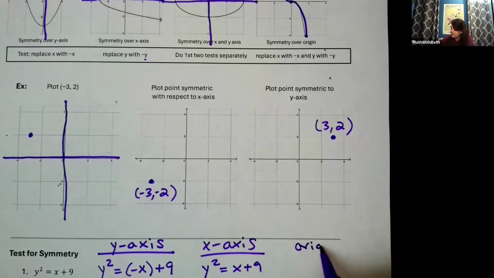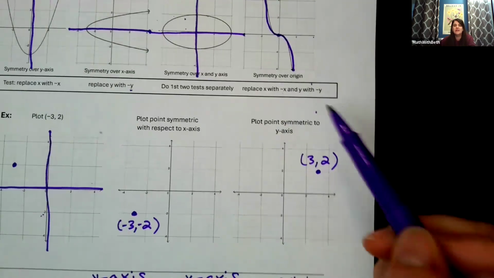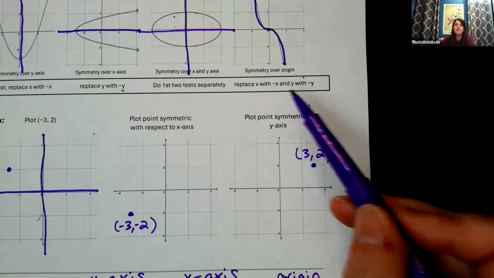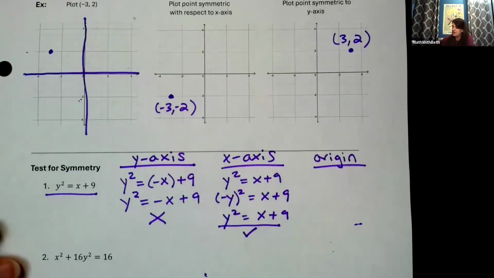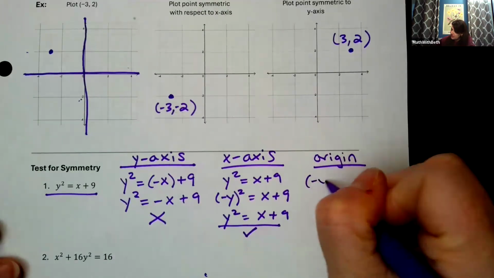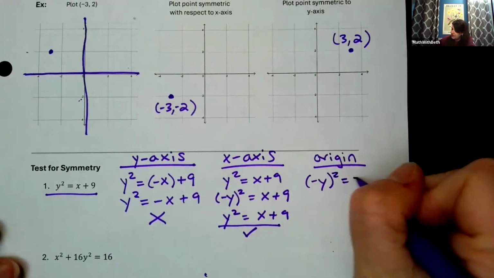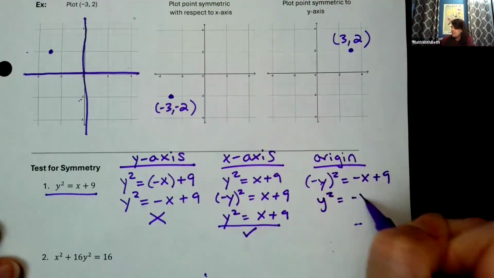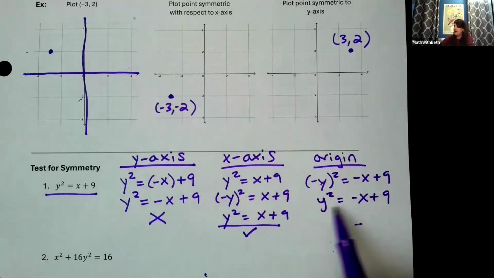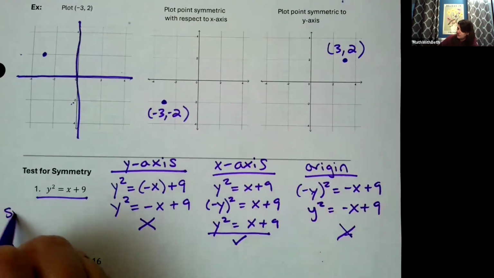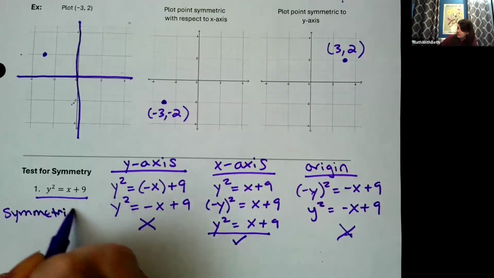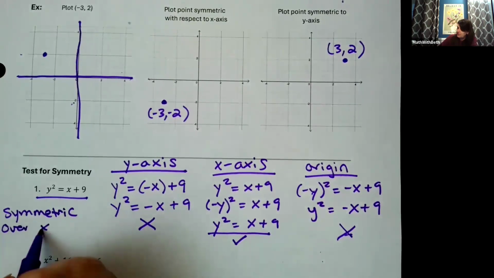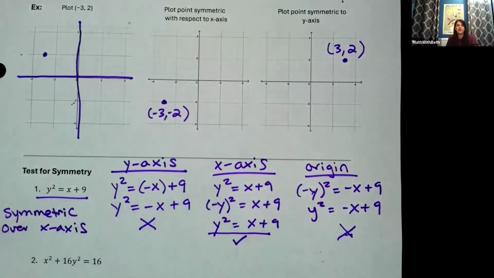But now for the origin, I'm going to replace x with negative x and the y with negative y at the same time and see what would happen. So putting in negative y's there, putting in a negative x there, we can reduce a little bit, but there's no way to get rid of that negative in front of the x without messing everything else up. So no. The only thing it has symmetry for is the x-axis, so that is our answer.